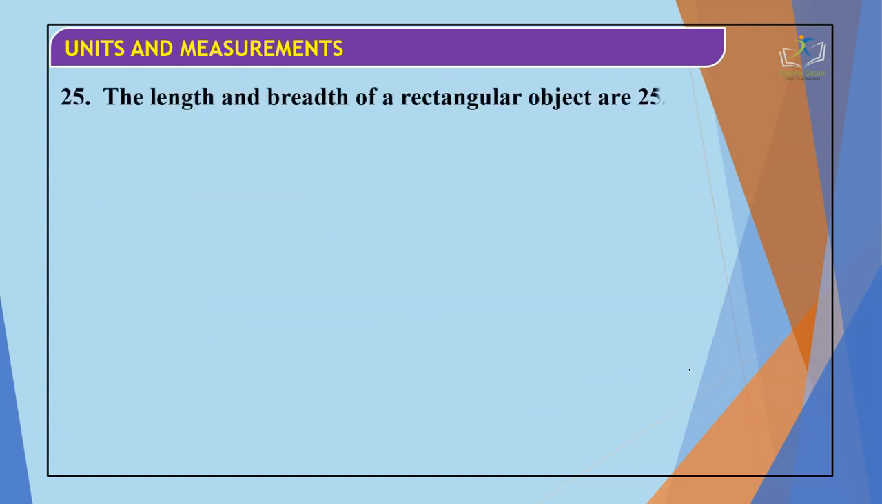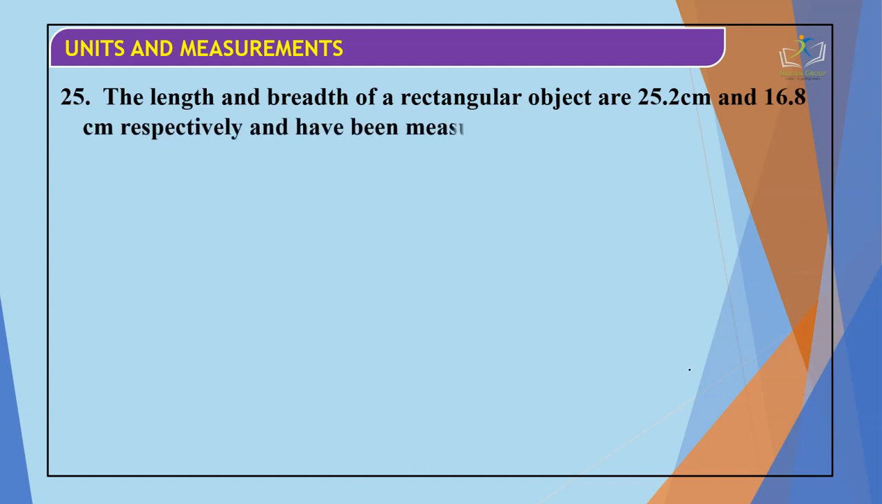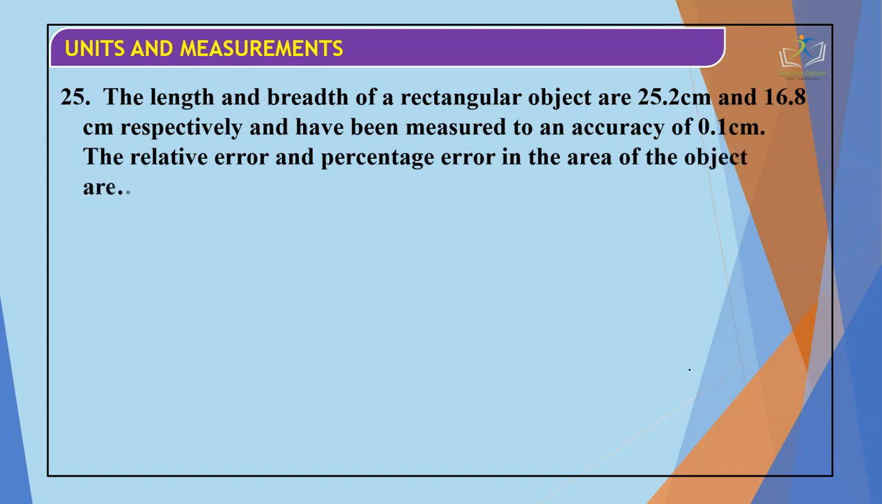Next question we have: the length and breadth of a rectangular object are 25.2 centimeter and 16.8 centimeter respectively, and have been measured to an accuracy of 0.1 centimeter. The relative error and the percentage error in the area of the object are, we have these options.